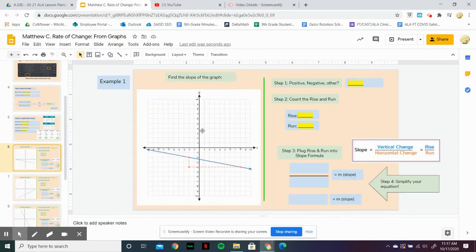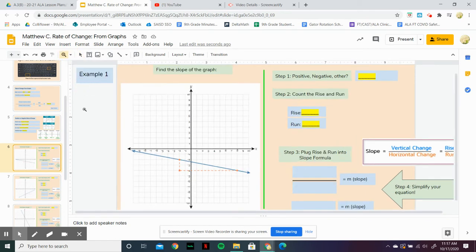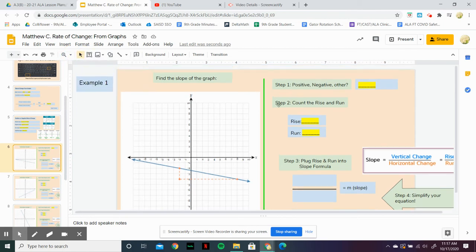So let's do a couple examples. In this example, we're going to find the slope of the graph, and the way we're going to do that is we're going to count the rise divided by the run. And if you need to make this a little bit bigger, you can change the view settings from here. So the first thing to do is to determine if the slope is positive, negative, or other.